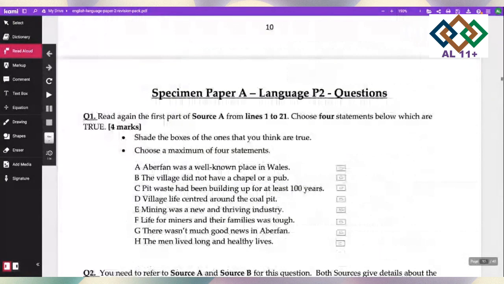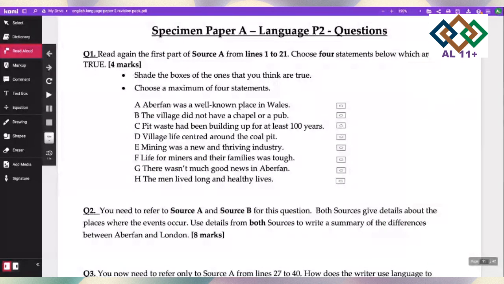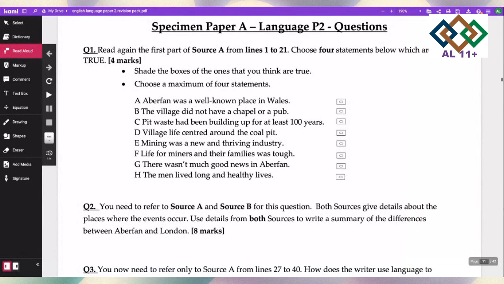And after that, you will be having questions like this. You have in specimens paper A, that's language P2 questions. Question 1 will be a really easy one. You just have to tick in the box and that'll be 4 marks. You should not spend more than 2 minutes on this one.